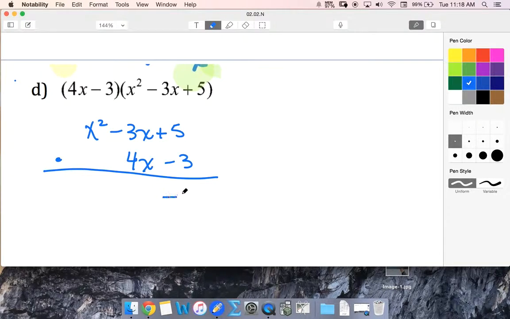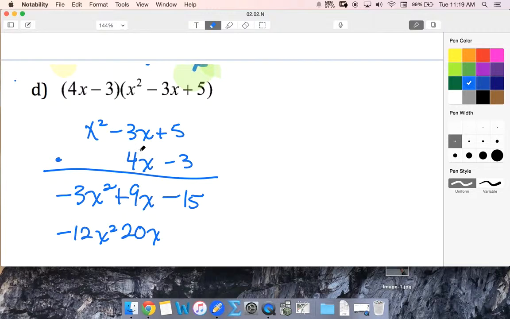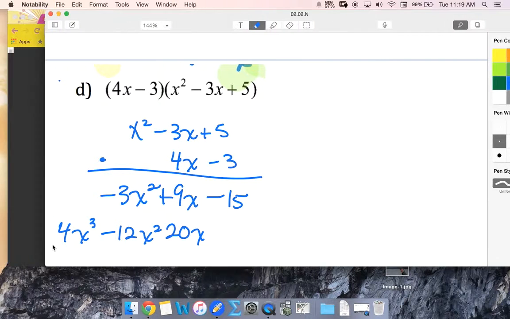5 times negative 3, negative 15. Negative 3x times negative 3 plus 9x. X squared times negative 3, negative 3x squared. I'm going to move over a space in the next line. 5 times 4x, 20x. Negative 3x times positive 4x, negative 12x squared. X squared times 4x is 4x to the 3rd.